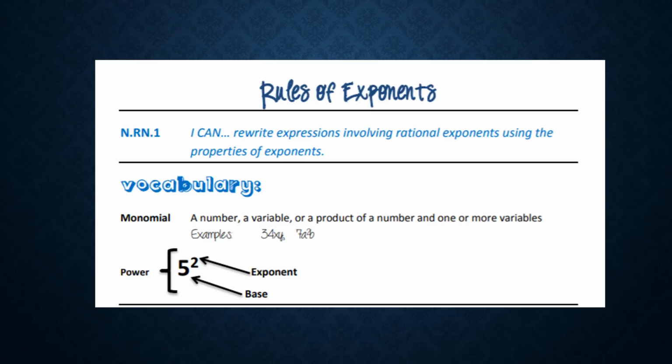So some important vocabulary, some of it's a review. A monomial is a number, a variable, or a product of a number and one or more variables. So for example, 34xy, 7a squared b. So we've got 5 squared there. 5 squared, that entire thing is the power. The base is 5 and the exponent is 2.